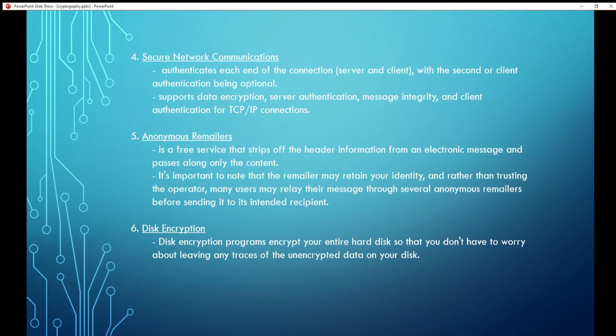And sixth, disk encryption. Disk encryption programs encrypt your entire hard disk so that you don't have to worry about leaving any traces of the unencrypted data on your disk. Whether the leakage from an encrypted email of 1,000 or even 10,000 such records constitutes a cost your business is willing to pay should determine if you need to encrypt your emails.